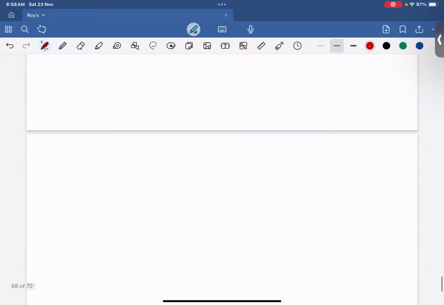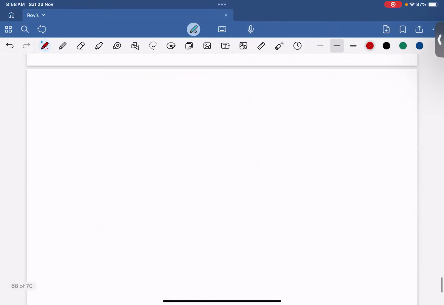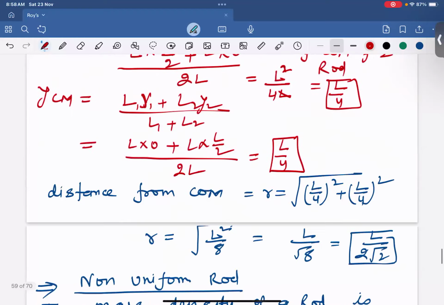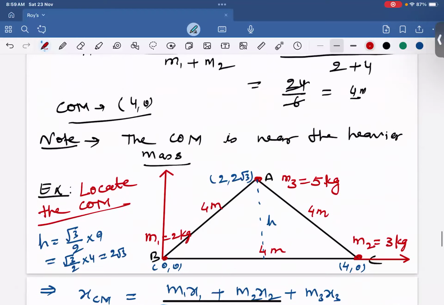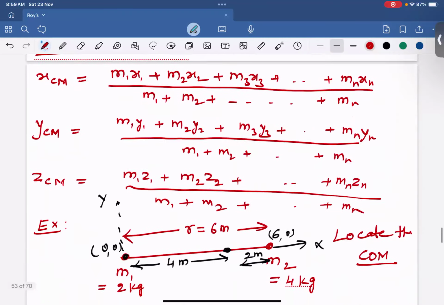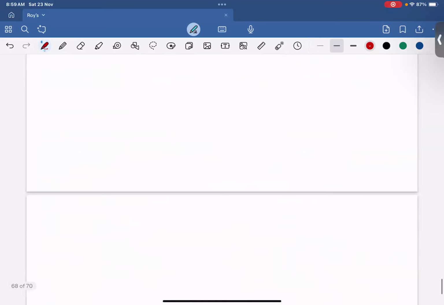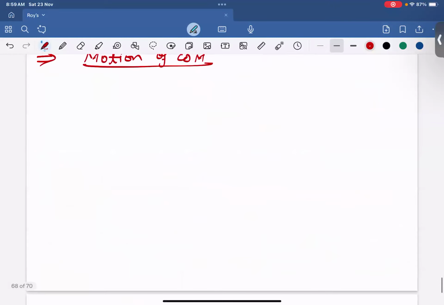So this is how we derive the center of mass. Now, all that we have discussed so far was about the position of center of mass. Now let's discuss the motion of center of mass. Let me check whether I have taken it or not. I have only used the position. Motion I have not done. Okay, let's discuss motion of center of mass.